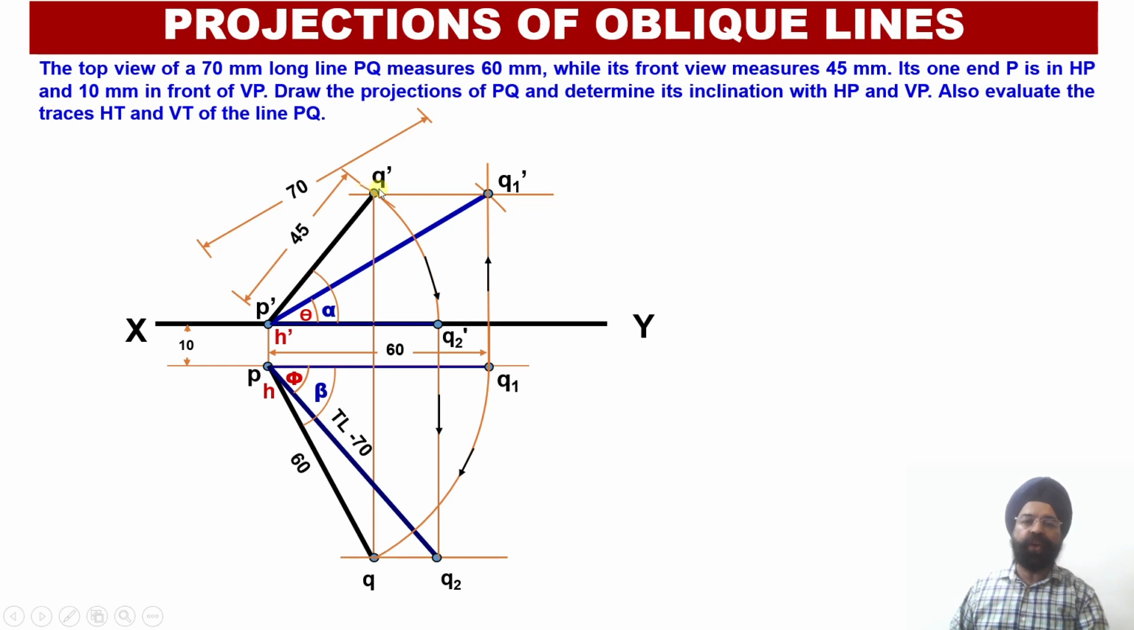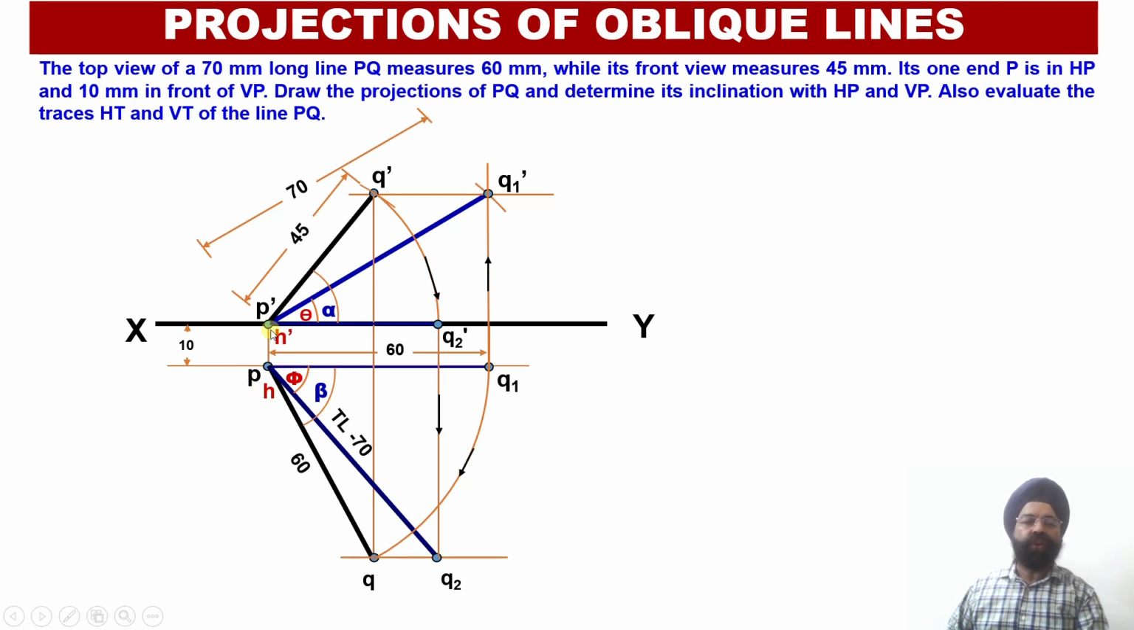Now, the P dash Q dash line is going to intersect the XY reference line at the point P dash. So here I am going to locate the point H dash, because here the front view elevation line itself intersects with the XY reference line. So here I am able to obtain the point H dash. From H dash, if I draw a vertical projector, it is going to intersect the plan projection line PQ at the point P. So point H and point P are going to coincide with each other.